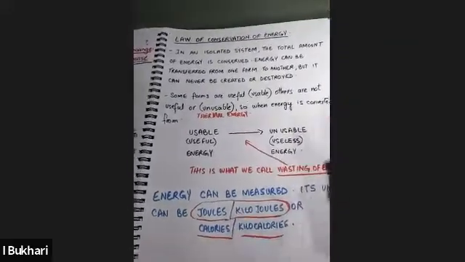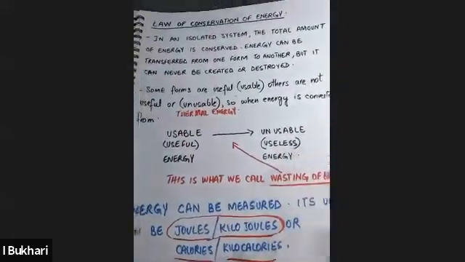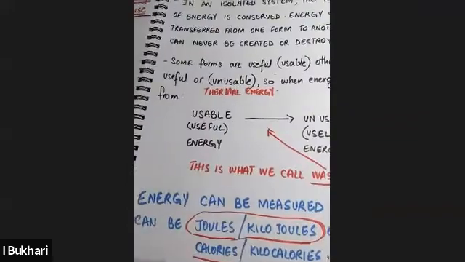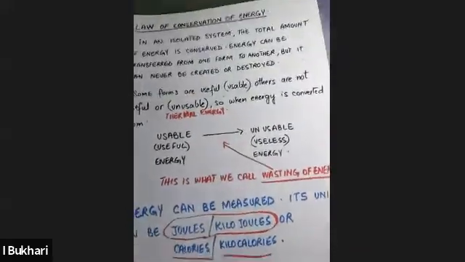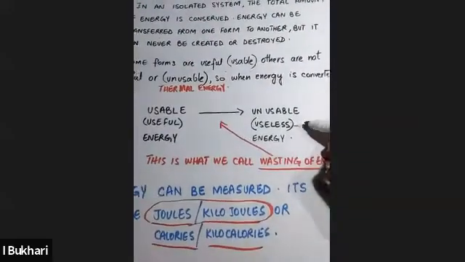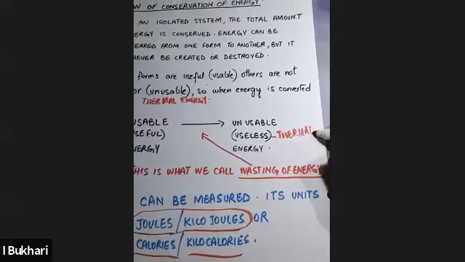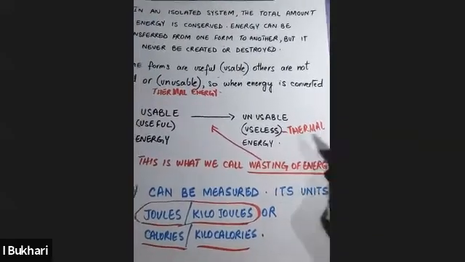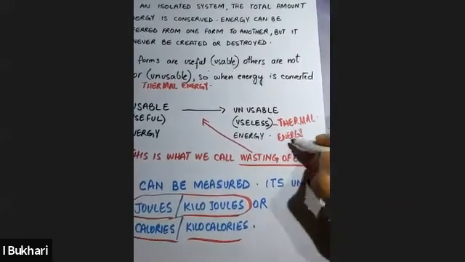And whenever there is a transfer of energy from one form to another, thermal energy is always produced. All the energies can be converted into thermal energy. And thermal energy is a useless form of energy. The useless form of energy is thermal energy that only makes objects hot, but we cannot use it, okay?